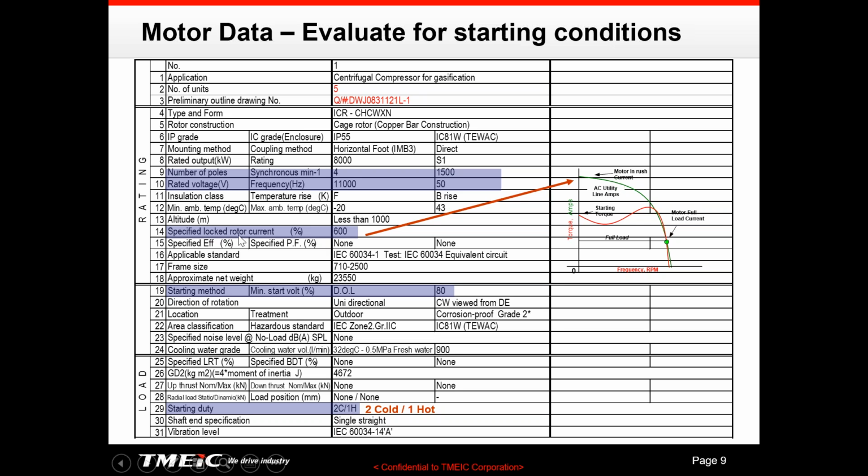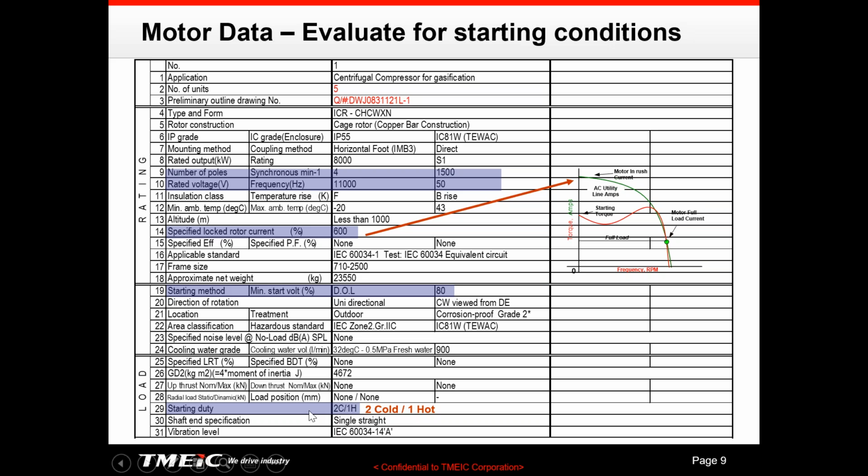Every motor data sheet comes with the locked rotor current the motor is designed for. This one is designed for 600% locked rotor current. Here is the point where you can see the 600% of the full load amps at 0 speed. That's what we talked about in the previous slide. The starting method is DOL, and the minimum start volts is 80%. I will talk about this in more detail in the next slides.